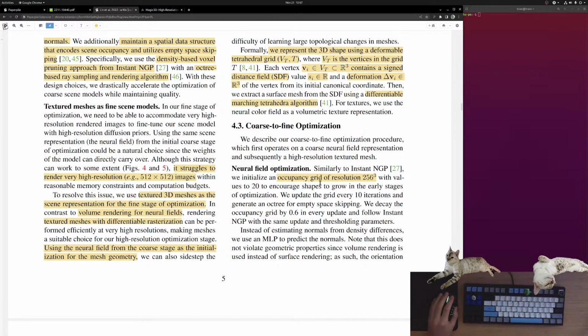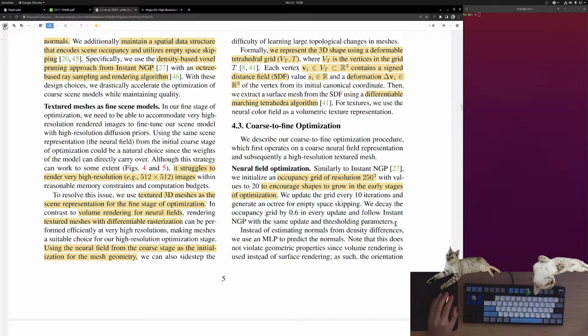With values to 22, encourage shapes to grow in the early stages of optimization. We update the grid every 10 iterations and generate an octree for empty space skipping. We decay the occupancy grid by 0.6 in every update and follow instant NGP with the same update and thresholding parameters. So this is kind of how they prune the 3D space.